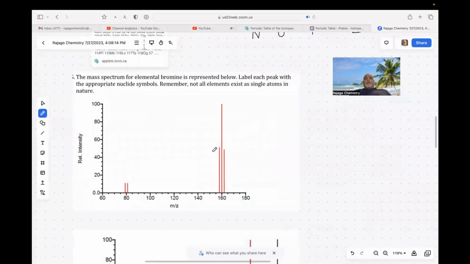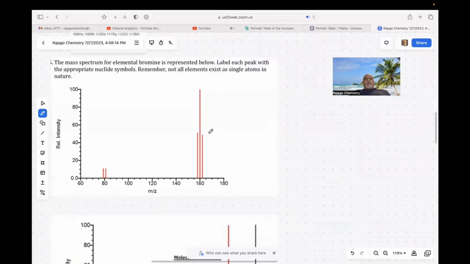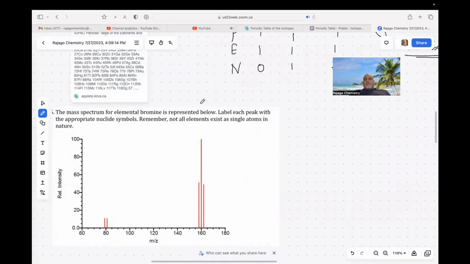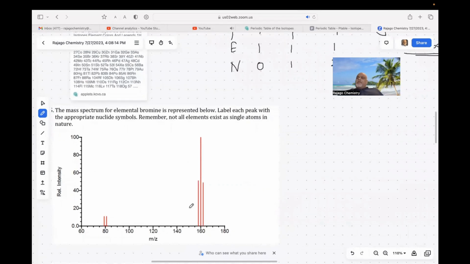So this is how the spectrum will look. Usually the spectrum looks very easy. If you look at this spectrum, the mass spectrum of elemental bromine is represented below. Label each peak with the appropriate nuclide symbols. Remember, not all elements exist as single atoms in nature. Now you have, at 80, 2 peaks. Okay, sometimes the isotopes can be very easily identified.